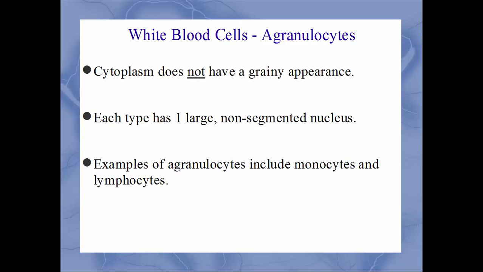For some generic information, the cytoplasm does not have a grainy appearance. They are agranulocytes. A means lacking or without, so without grains. So they don't have a gritty appearance to them. Each type, and there's two, has one large non-segmented nucleus. And the two types are monocytes and lymphocytes. And again, these two are the ones most commonly confused with one another.